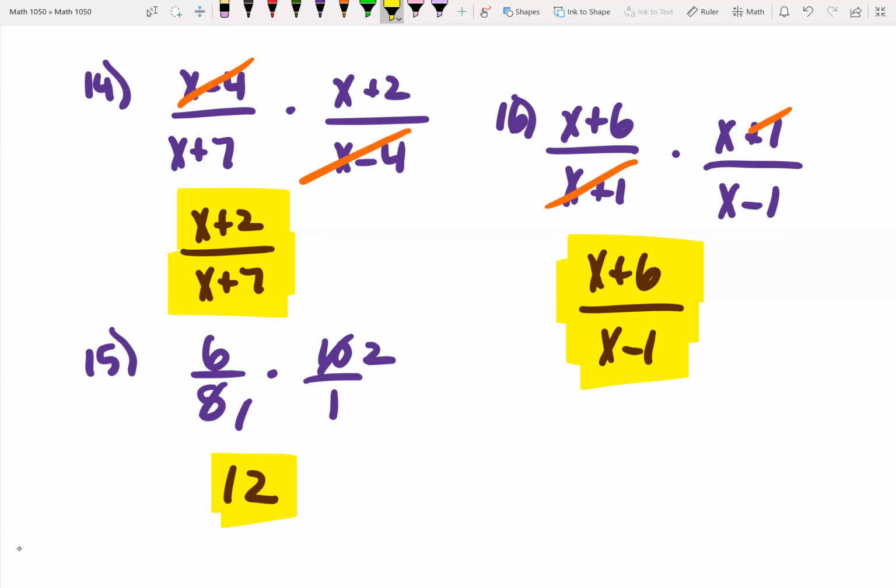Does anybody need any clarification? Are you feeling better? Is this helping you? Tell me. Who's watching me? Let's see. Raise your hand. Give me just a nod. Is it helping? Is it clicking? It's just rules, and you just have to remember the rules. I really think that that's the problem.